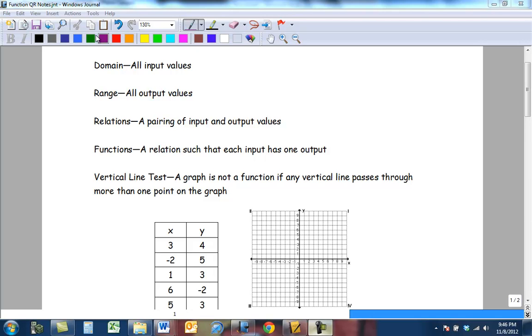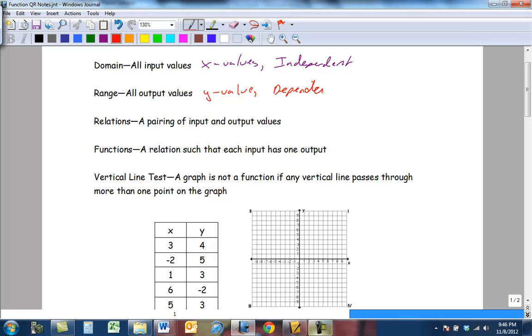All right, quick review about functions. Domain. Domain are all the input values or the x values, which are also the independent variables. Range are all the output values or the y values or the dependent variables. Relations. Relations is a pairing of inputs with outputs. Now, that can be anything from one point to a collection of points.